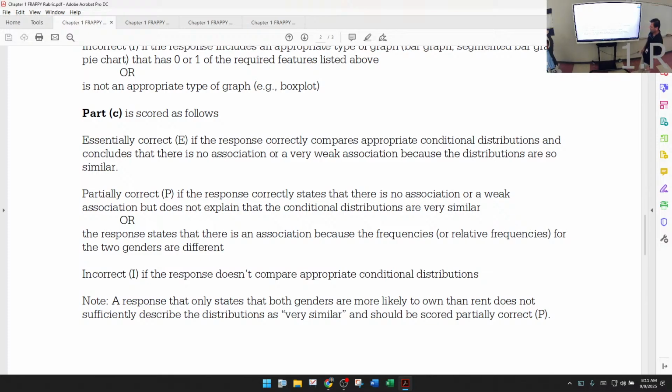Incorrect, the response doesn't compare appropriately. What did I tell you about comparing? Talk about the high, talk about the low, and talk about the similarities, differences, more, less, or about the same. Whenever you compare, don't just give numbers; say higher, lower, about the same, okay?